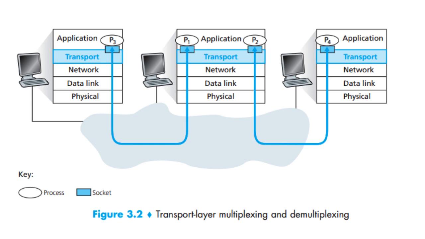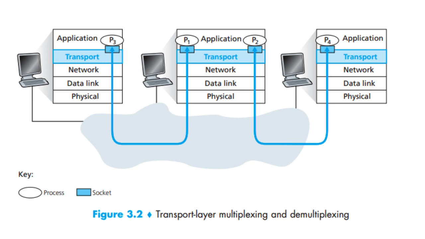Now let's consider how a receiving host directs an incoming transport layer segment to the appropriate socket. Each transport layer segment has a set of fields in the segment for this purpose. At the receiving end, the transport layer examines these fields to identify the receiving socket and then directs the segment to the socket. This job of delivering the data in a transport layer segment to the correct socket is called demultiplexing. The job of gathering data chunks at the source host from different sockets and encapsulating each data chunk with header information that will later be used in demultiplexing to create segments is called multiplexing.